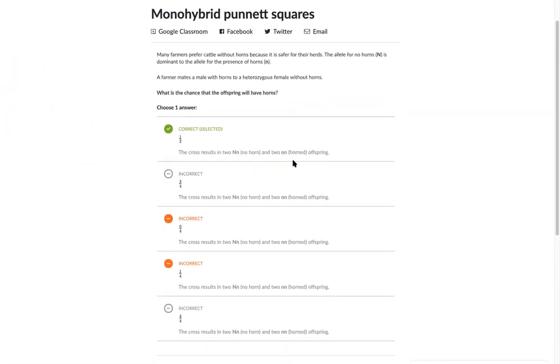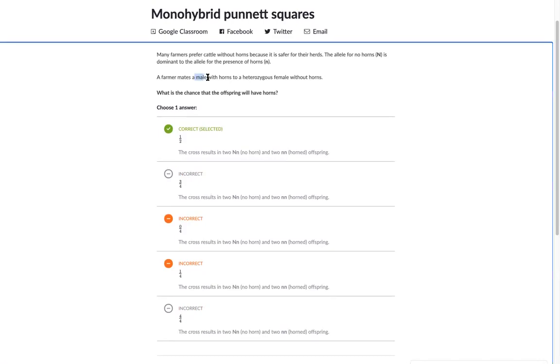And you know why? Because it says a male with horns. And the whole time I've been giving him no horns. I've been giving him this dominant when he is supposed to have the recessive. Miss Tammy, thank you for saving the day. All right, that is my bad. I have to catch that. He was supposed to have this lowercase, and she is supposed to have this uppercase.